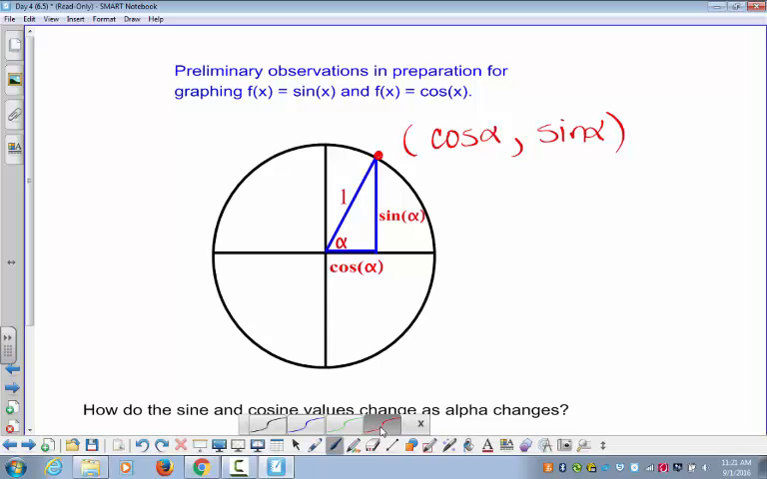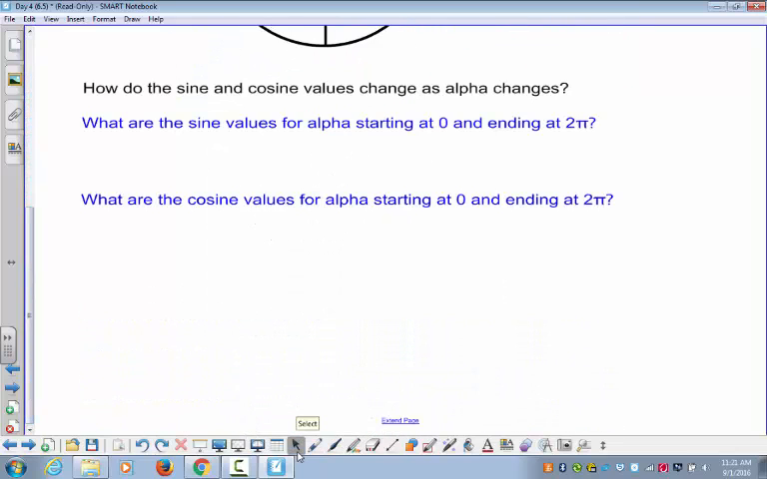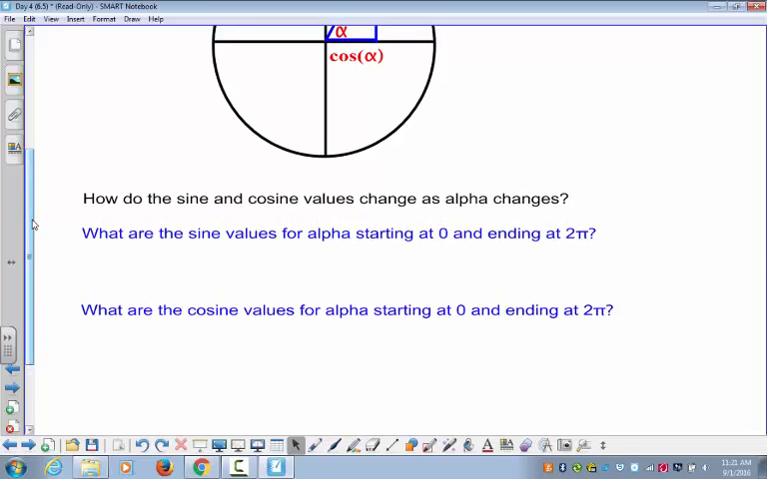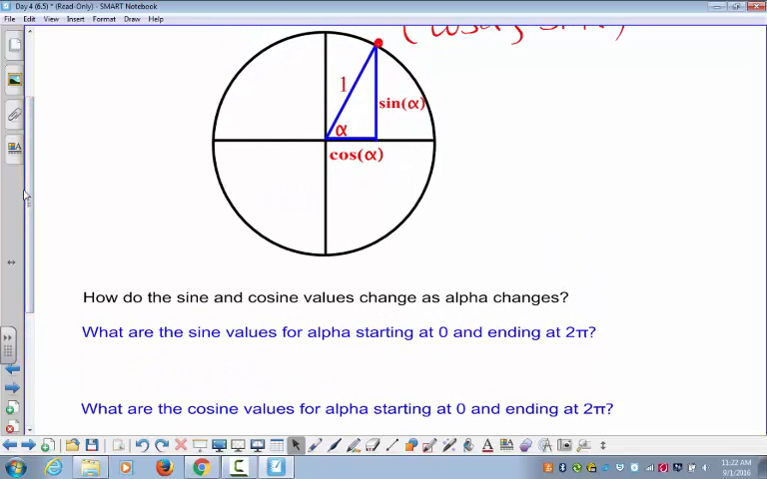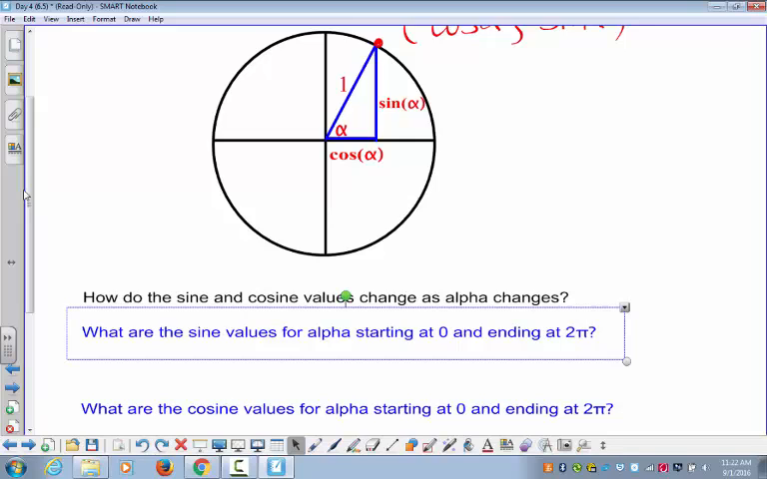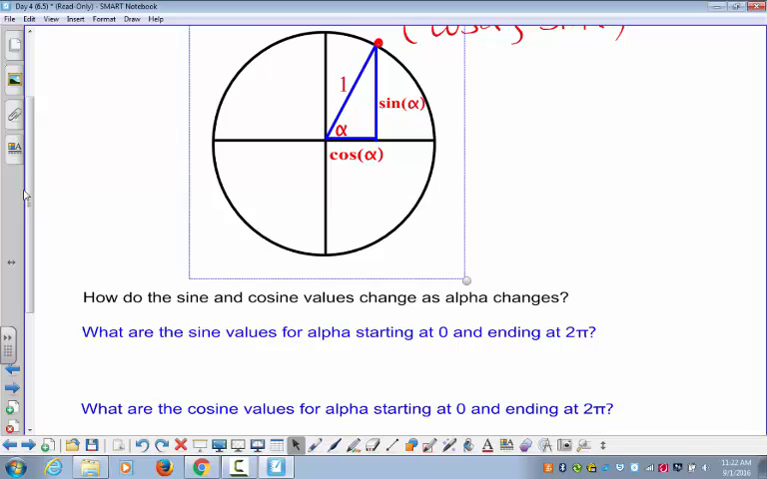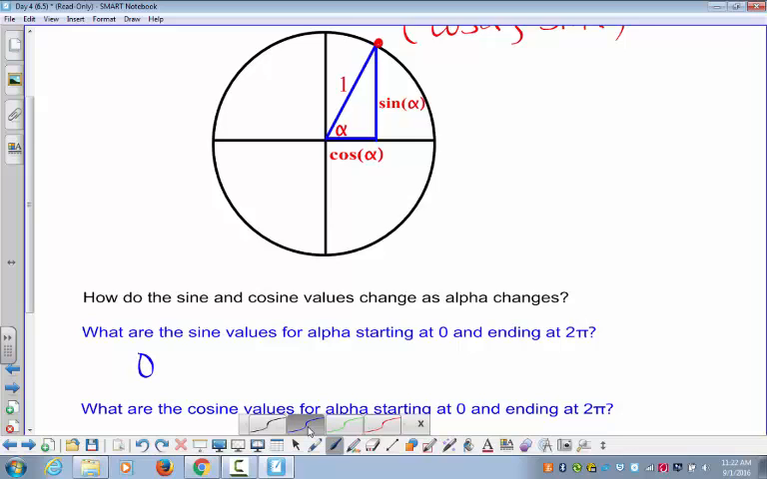All right. So a couple of observations before we move forward. So, how do the sine and cosine values change as alpha changes? What are the sine values for alpha starting at 0, ending at pi over 2? All right, so let's try to do this visually. So we're focusing on the sine of alpha. Sine is the y coordinate, and it says start at 0 and end at pi over 2. So if we're here at 0 degrees or 0 radians, what's the y value right there? 0. Right? The y value is 0. The point right there, the terminal point, is 1, 0. So the y value is 0 at 0 radians.